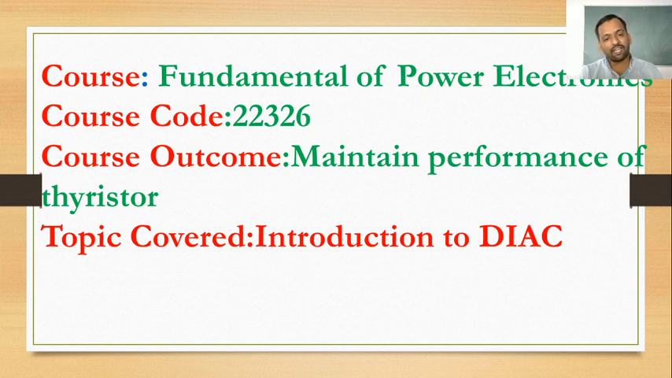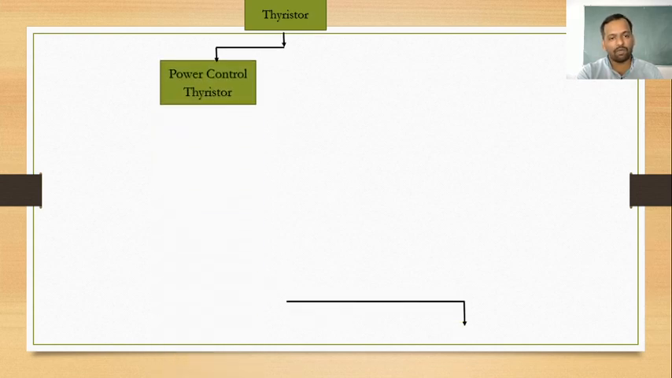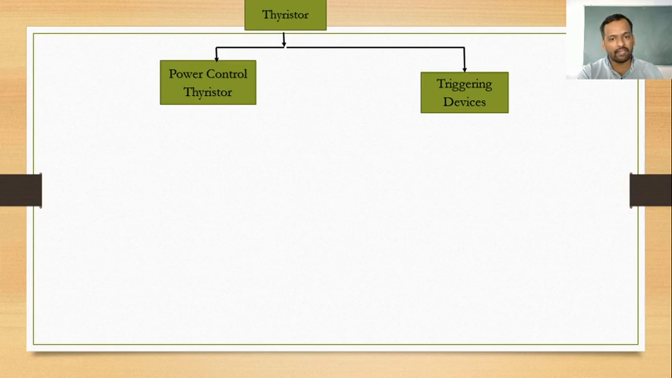Before starting with DIAC, first we study the classification of the thyristor. Thyristor is an important family of power electronics which has many applications. The thyristor family is used where we have to convert or control the power. The main devices of the thyristor family are SCR, DIAC and TRIAC. If we classify this thyristor family, first it is classified as power control thyristors and triggering devices.